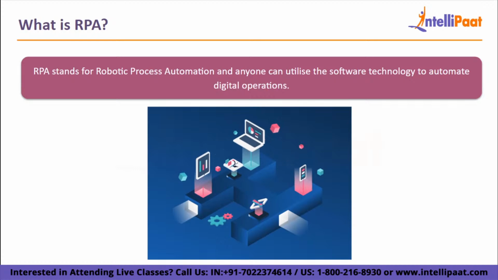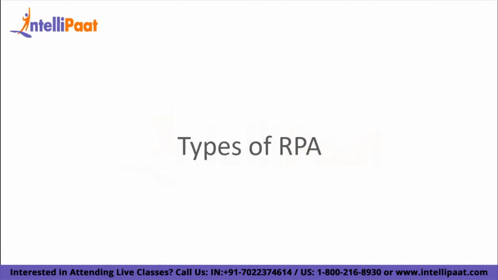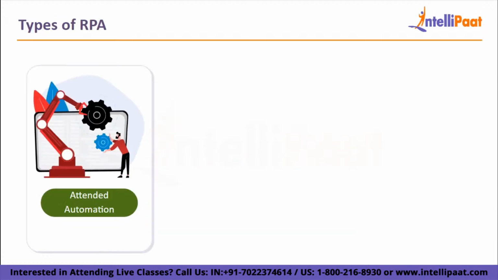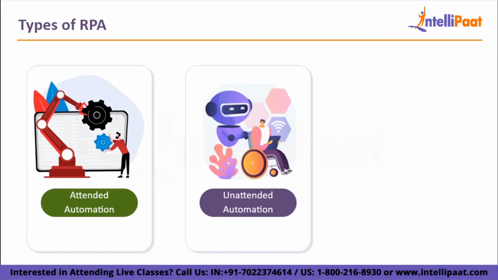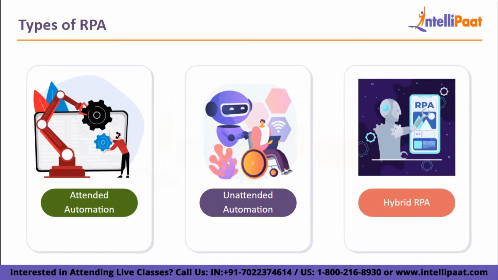Let's move on to our next agenda, that is the types of RPA. When talking about the types of RPA, we have three types. The first one is named attended automation. The automated processes carried out by these technologies will need to be attended by a human. The second type of RPA is unattended automation. These devices have intelligence and the ability to make decisions. And the third and last one is known as hybrid RPA. The capabilities of both attended and unattended automation tools will be combined in hybrid RPA tools.